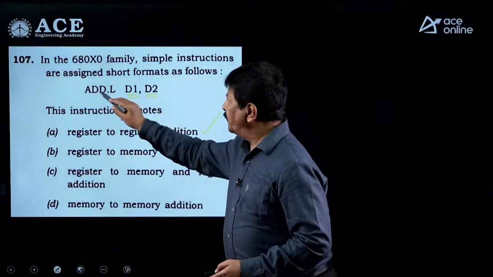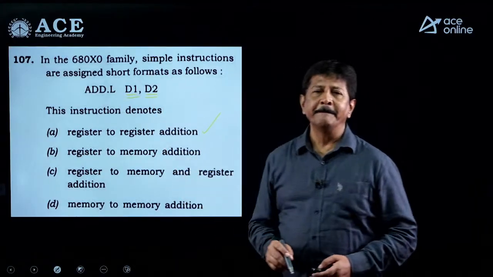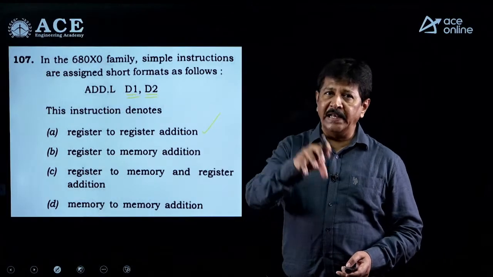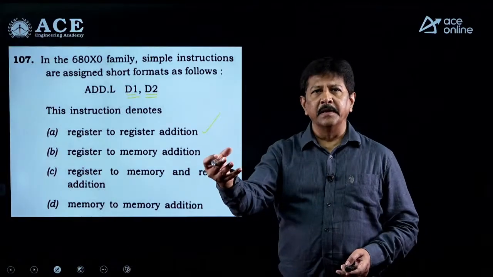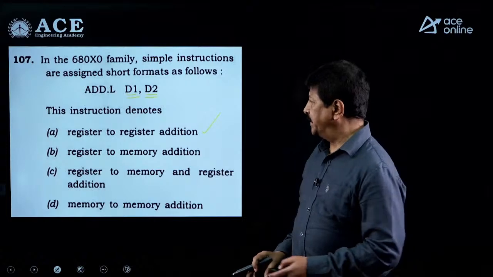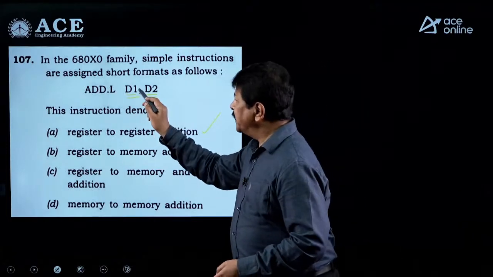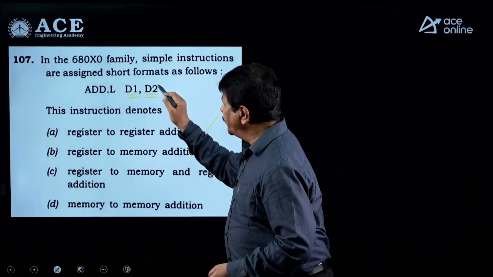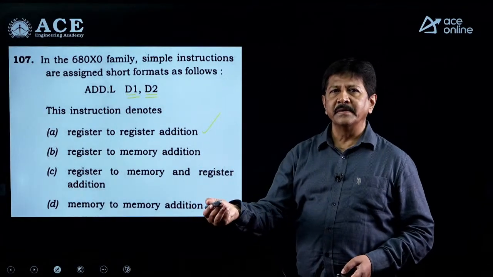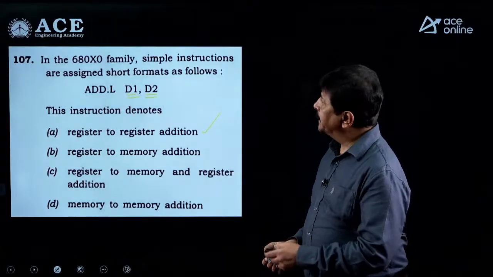So it is addition of register and register. That is what you have to understand. Addition of memory data with another memory data, in most processors, doesn't exist. And you cannot say that one of them is a register and the other one is a memory, because both of them have the same notation. Hence, this is the answer to this.